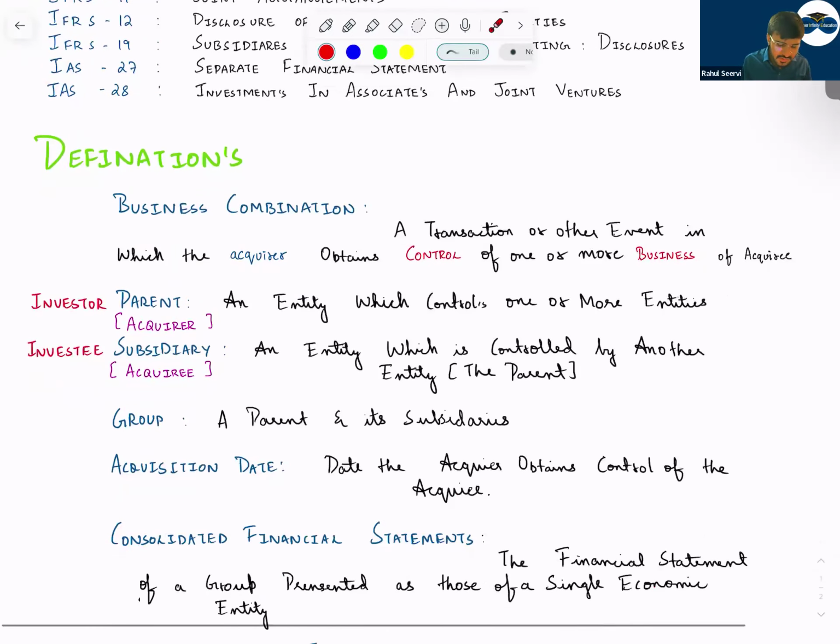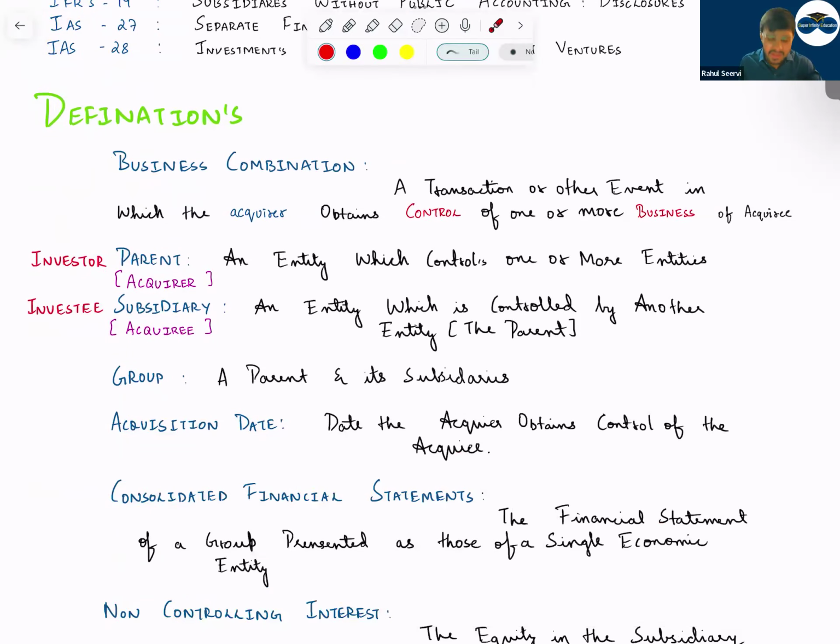Then coming to business combination: it means a transaction or other event in which the acquirer obtains control of one or more businesses. So in this, there are three important terms, and from these three important terms, questions will come regarding theory. You have to identify which company is the acquirer, what control means, whether control is there or not, and whether it's a business or not. So business combination is a transaction where one party obtains control over one or more businesses.